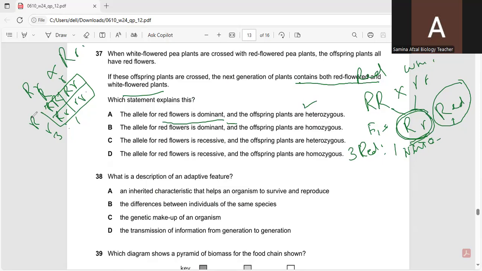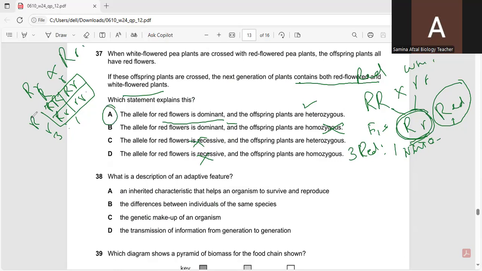The allele for red flower is dominant, and the plants are not homozygous. The allele for red flower is not recessive. White flowers are recessive. Red flowers are dominant over the white flowers because in F1 there is no white flower. Otherwise, there is a heterozygous condition, that is capital R is dominant over small r, so it will show as the red flower. So A is the correct option in this case.